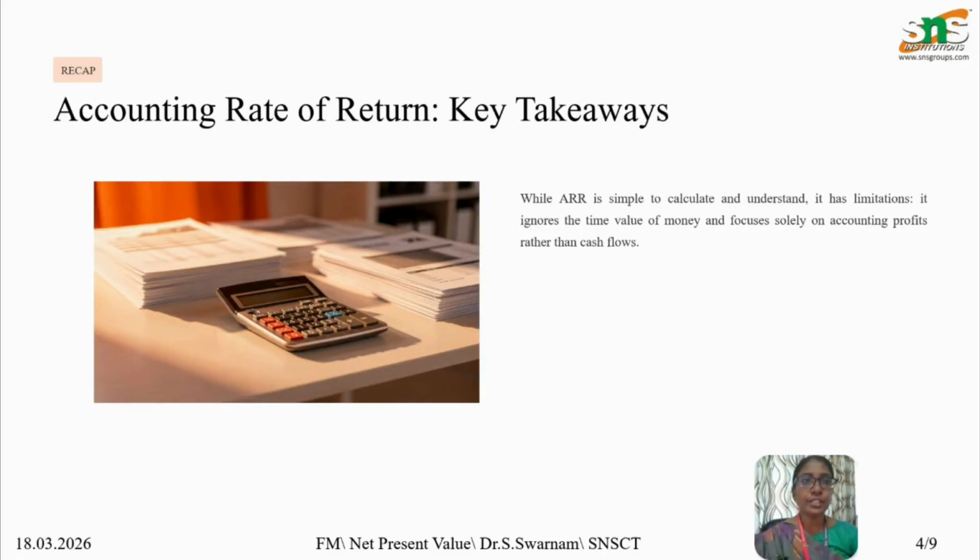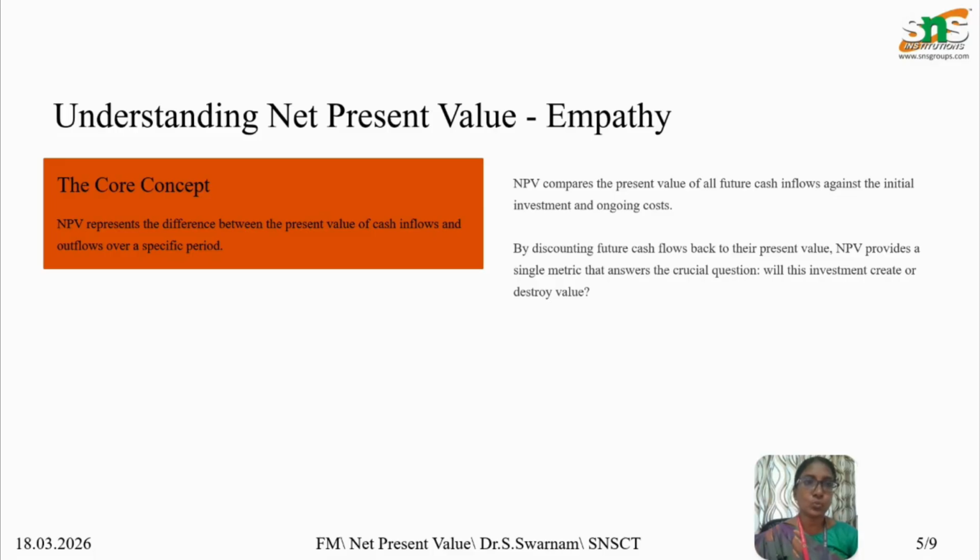Before entering into today's session, we shall have a short recap of the previous session. In the previous session, we were discussing the accounting rate of return. We have seen the formula for accounting rate of return, which is otherwise called the average rate of return. The main drawback of payback as well as accounting rate of return is that they ignore the time value of money. So now we are going to see what is net present value.